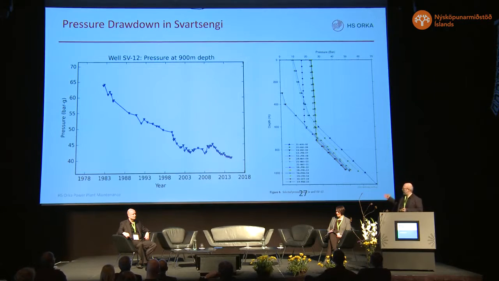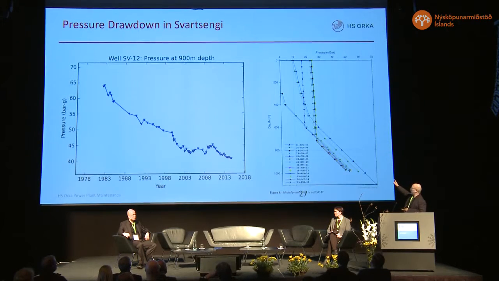And the diagram here to the right shows pressure measurements through many years in monitoring well number 12 in Svartsengi. You can see that the pressure in the liquid part is going down gradually, but because we have managed to keep the temperature constant in the boiling zone and in the reservoir, we get higher wellhead pressure.